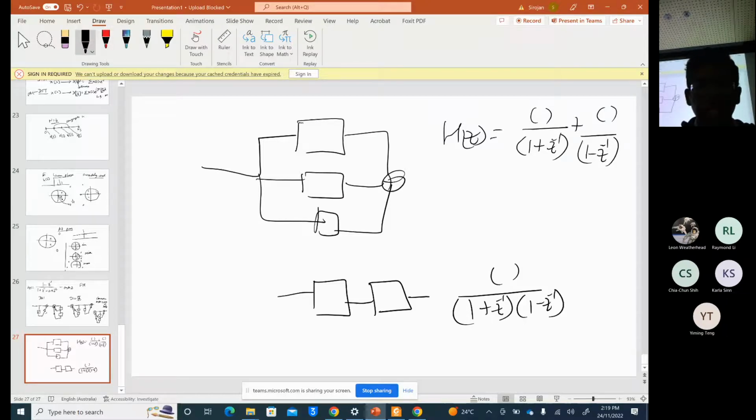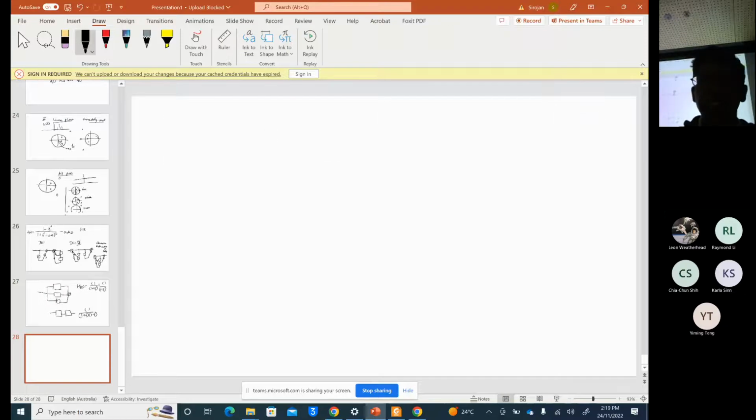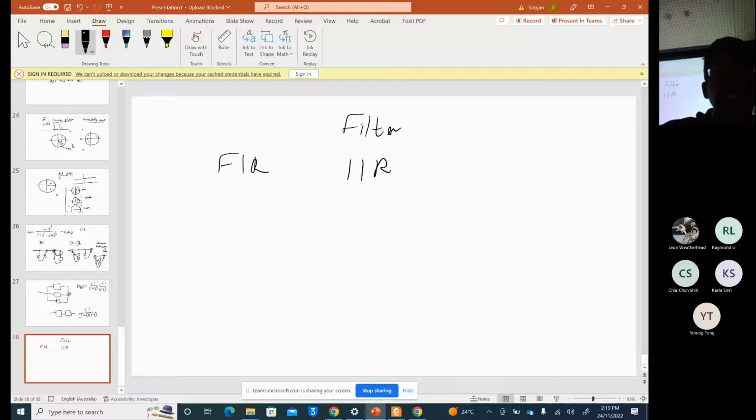Okay, then let's go on to the filter design. So the next important part is the filter design. In the filter design, the first choice you will have to make is FIR or IIR. So how do you make that choice?